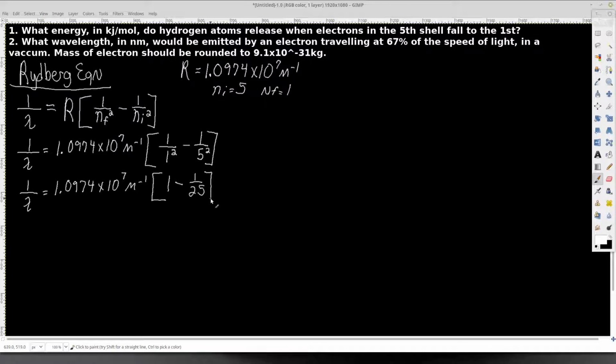So once again, we'll clean this up a little bit more. I'm just trying to make sure I show all you guys and gals all the math, okay? So 1 over lambda, sorry for the poor penmanship, equals 1.0974 times 10 to the 7th m to the negative 1, and what we have here is 1 minus 1 over 25, so that's basically 25 over 25 minus 1 over 25, which is 24 over 25.